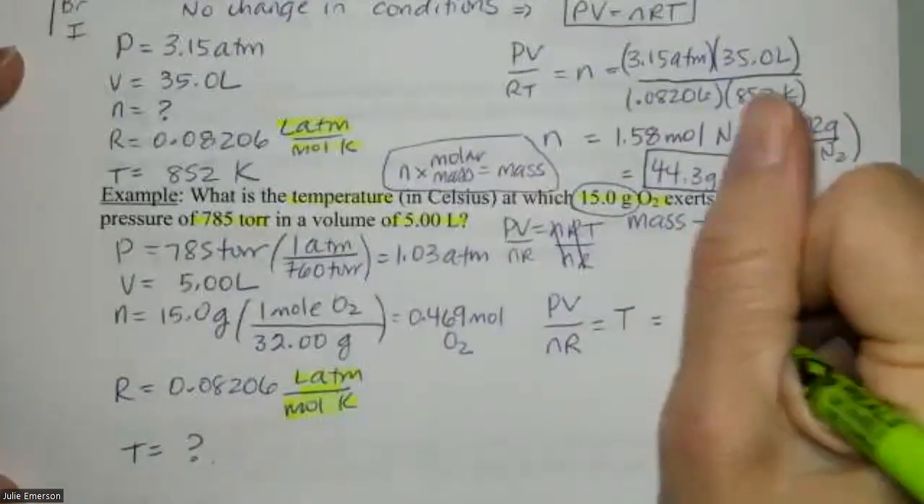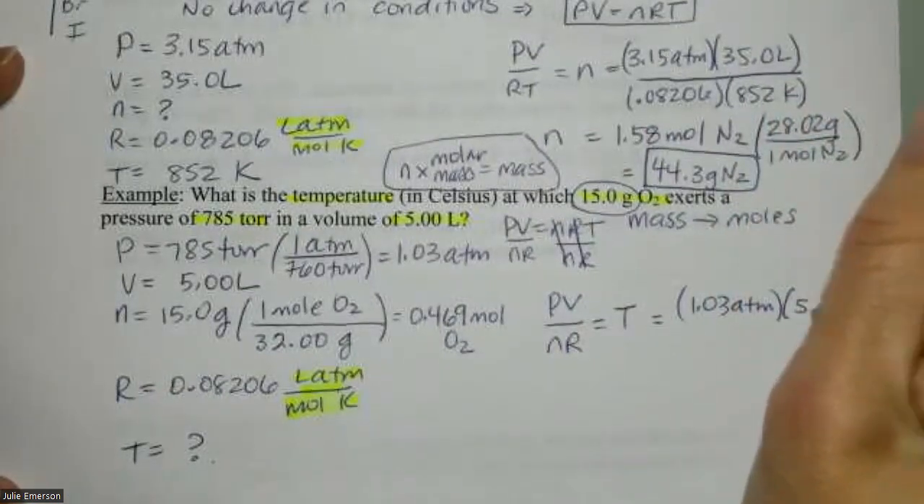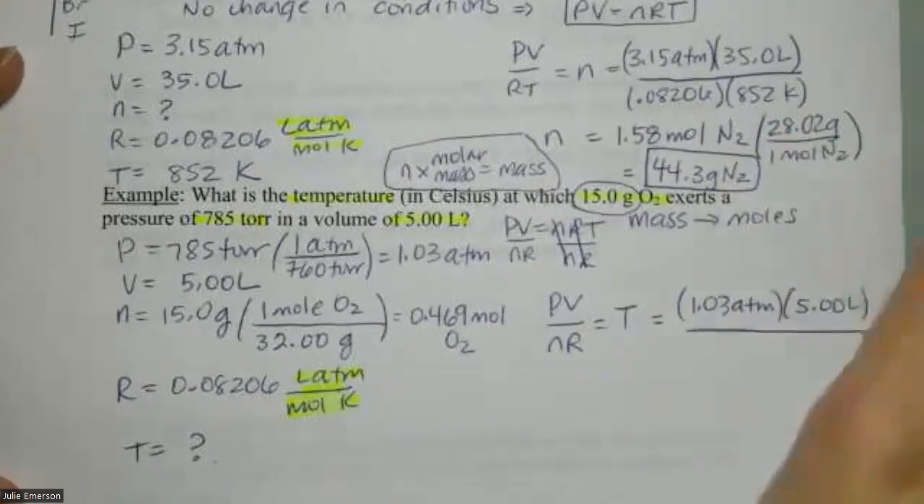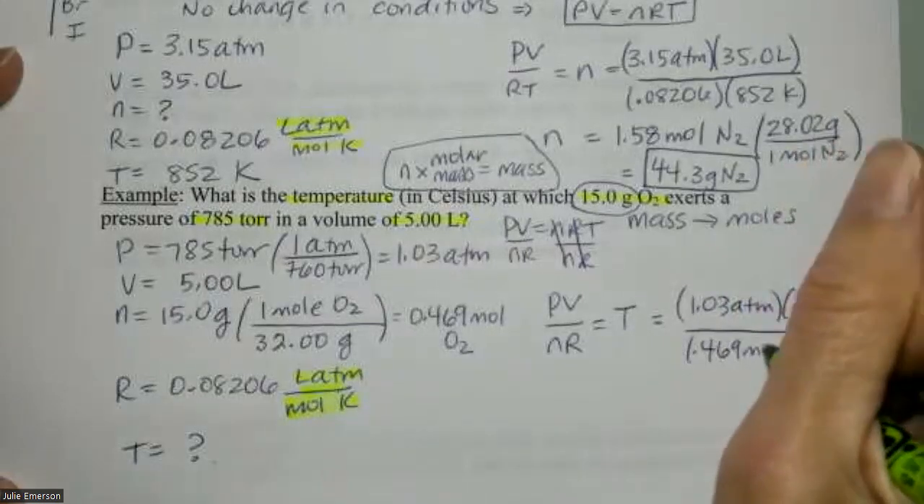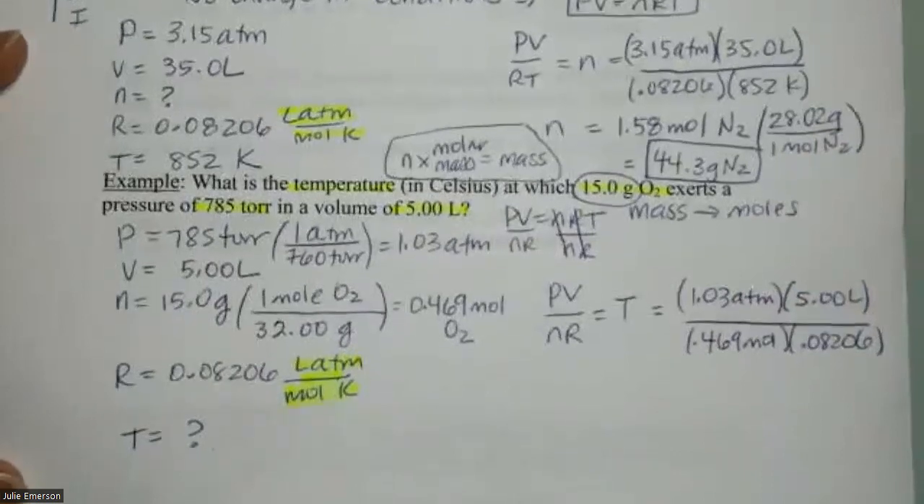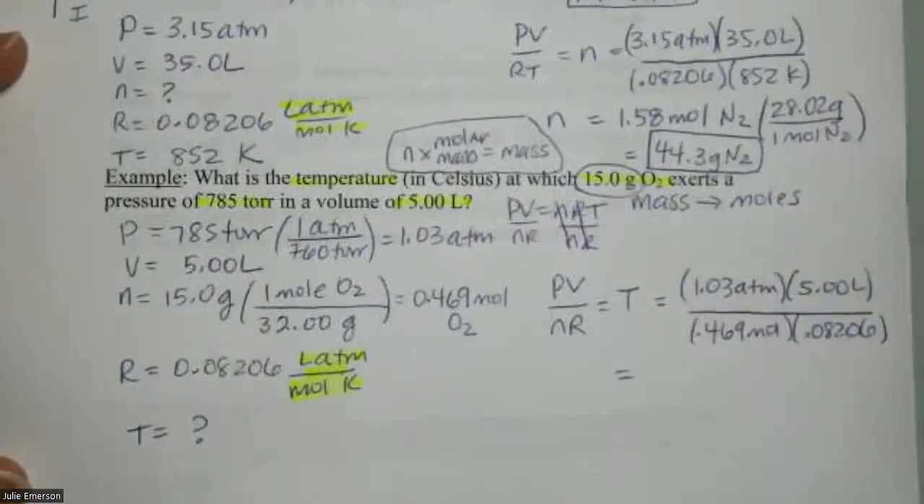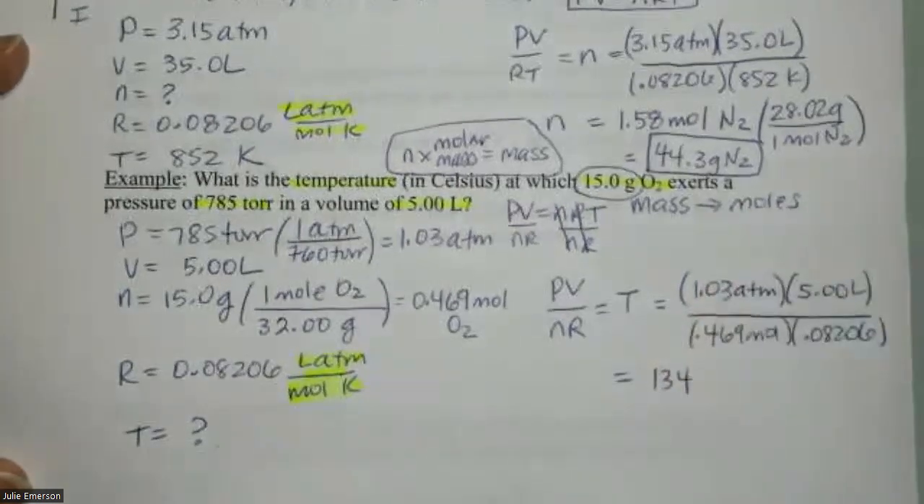So plugging everything in: pressure in atmospheres, 1.03; volume in liters, 5 liters; moles, 0.469; R, 0.08206. Again, I'm going to leave off the units just because I'm running out of room. So I got 1.03 times 5.00, divide that by 0.469, and then divide that by 0.08206. Keeping 3 sig figs, I get 134.